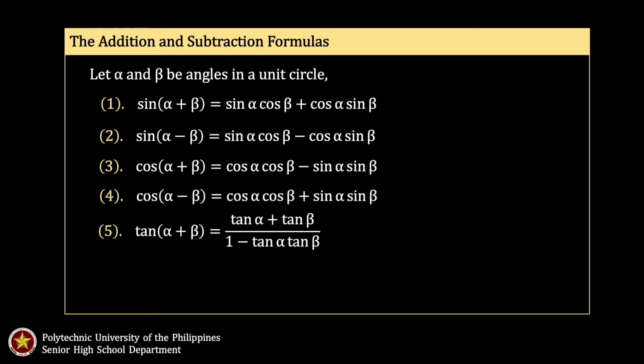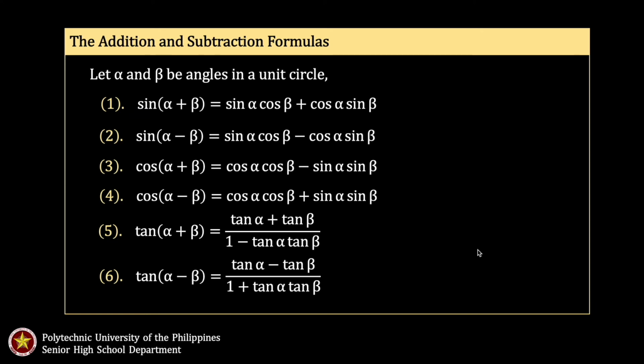The fifth formula: tangent of alpha plus beta equals tangent of alpha plus tangent beta all over 1 minus the product of tangent alpha and tangent beta. And lastly, tangent of alpha minus beta is equal to tangent of alpha minus tangent of beta all over 1 plus tangent of alpha times tangent of beta.